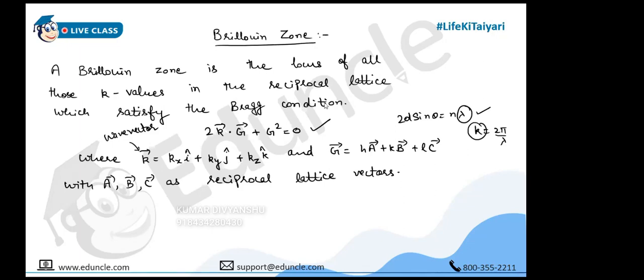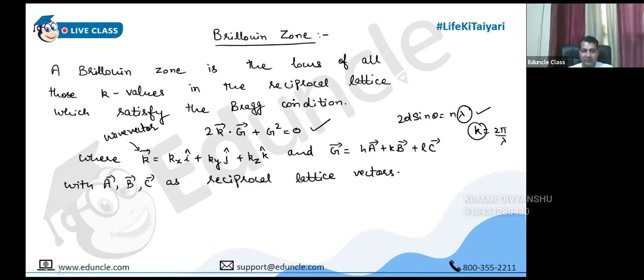Yes, sir. That is the Bragg equation in reciprocal lattice. This is the Bragg condition in reciprocal lattice: 2k dot g plus g square equals 0. Just as you have this Bragg condition for direct lattice, for reciprocal lattice we use this Bragg condition.